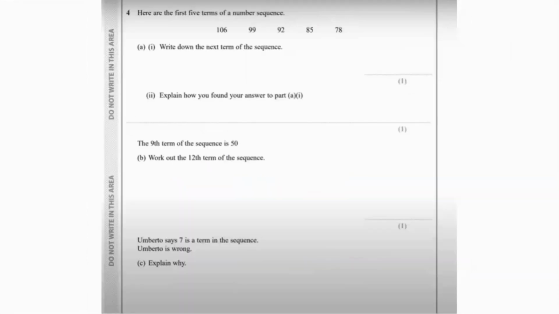Question 4 says, here are the first 5 terms of a number sequence. The terms are 106, 99, 92, 85, and 78. Write down the next term of the sequence. To figure out the next term of the sequence, we need to see what pattern is being followed in the sequence.